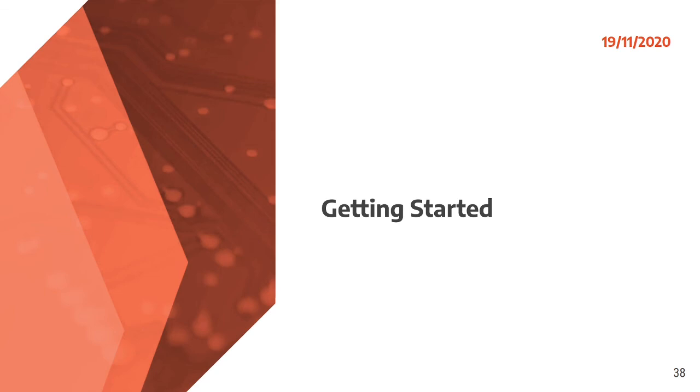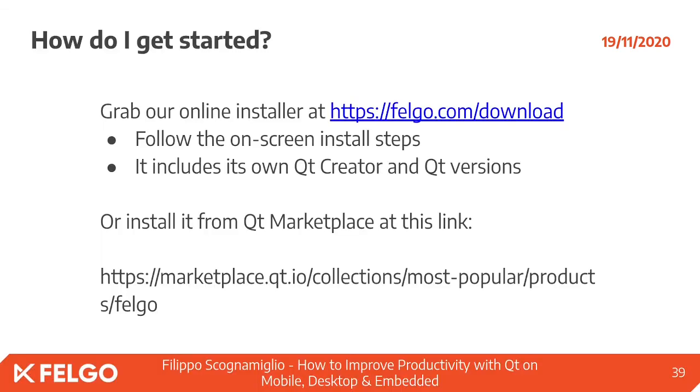Getting started with Felgo is very easy. Just go to our website, felgo.com/download, get the online installer, and follow the on-screen steps. In the end, you will have your own separate version of Qt Creator, which includes the Felgo plugins and Qt versions. So they won't interact with your current Qt installation, and you can keep them installed alongside. If you prefer instead to add Felgo on top of your current Qt installation, just grab it from the marketplace at the link below and follow the steps there.